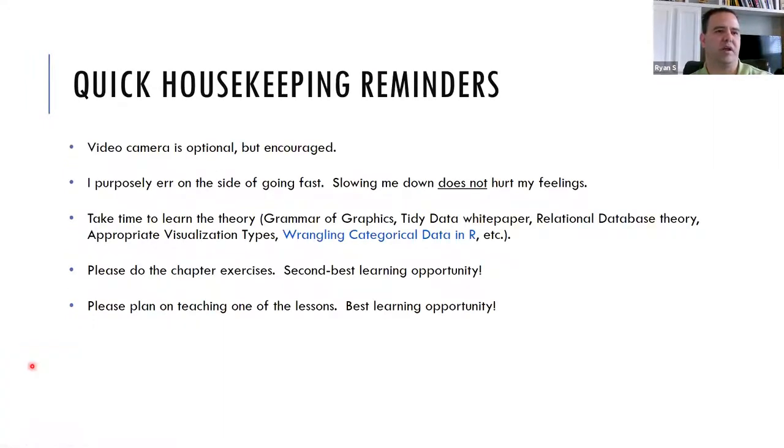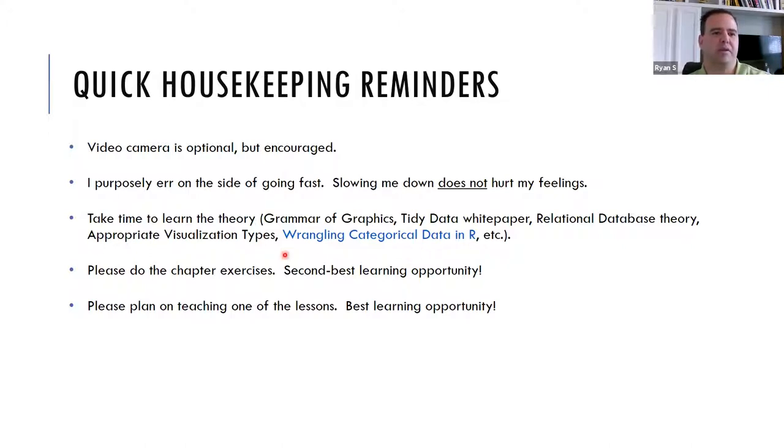These are the typical housekeeping reminders that we put on. The only change here is this part where it says, take time to learn the theory. I've added in this new one here. This is a white paper, research paper called Wrangling Categorical Data in R, that talks a lot about the stuff that we're talking about today: categorical data, factors, levels, those different kinds of things. If you just Google Wrangling Categorical Data in R, you can come across it, or else there's also a link to it from the book that we're going through in chapter 15.